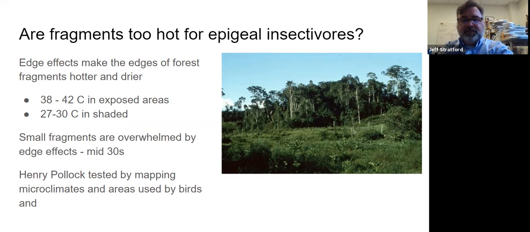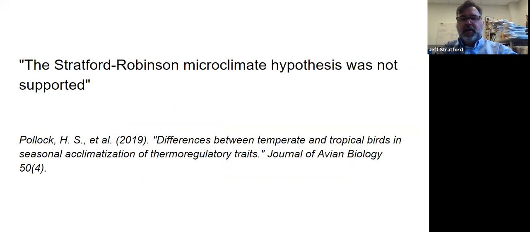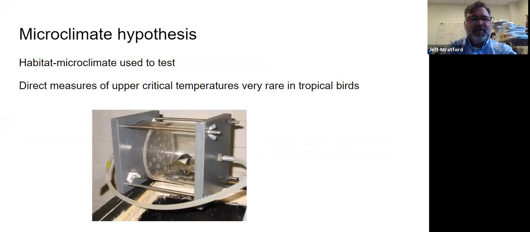What Henry Pollock did as a graduate student is he mapped out microclimates. He ran around in continuous forests and took temperatures of where these birds were and mapped out what these birds use in continuous forests. And what he found was that the Stratford-Robinson microclimate hypothesis was not supported. So it goes. We got shot down there. But fortunately, you come up with more hypotheses. So we gave them more targets to shoot at.